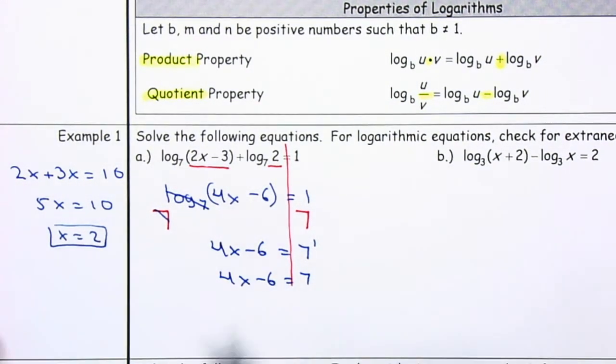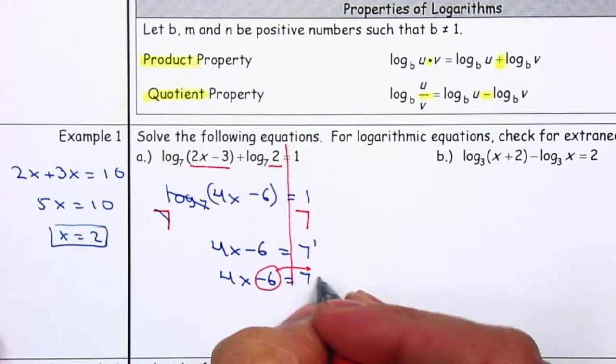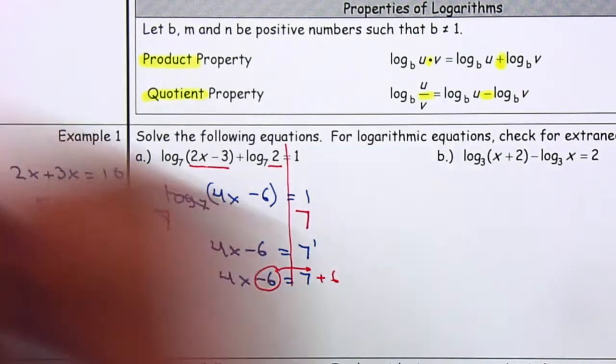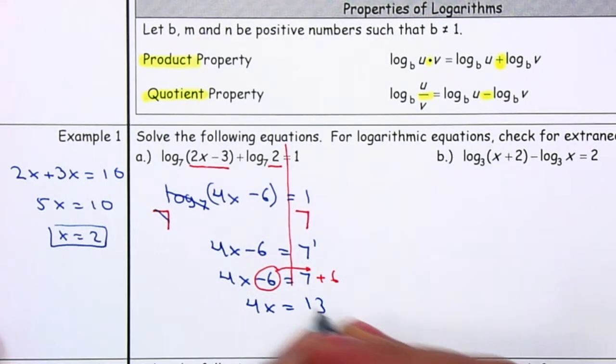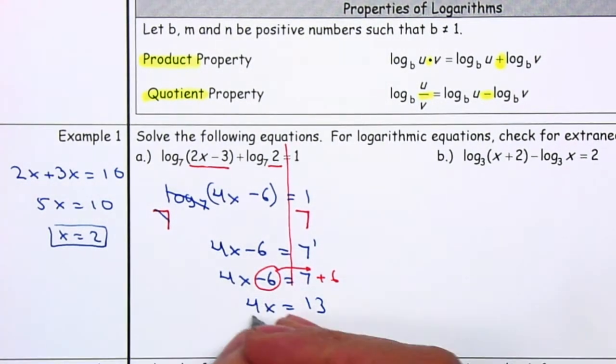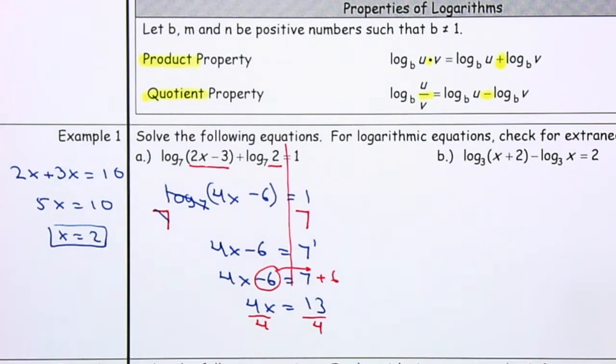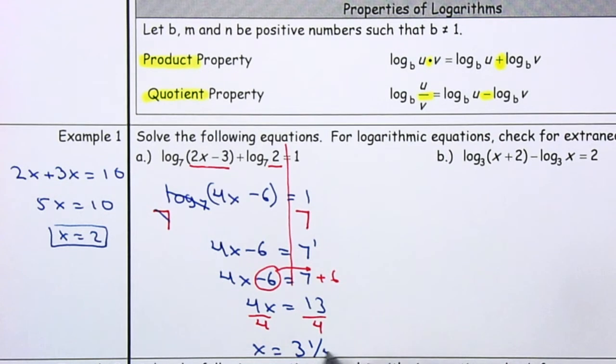And I can solve the equation, move that 6 to the right, becomes a positive 6. Now we have 4x is equal to 13. I'm going to divide by 4. X is equal to 13 divided by 4. 4 goes into 13 3 times, and I have 1 left over. So 3 and 1/4.